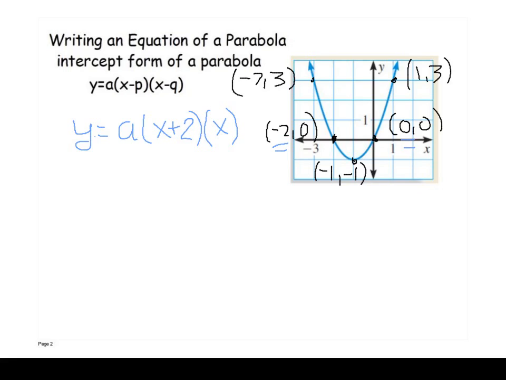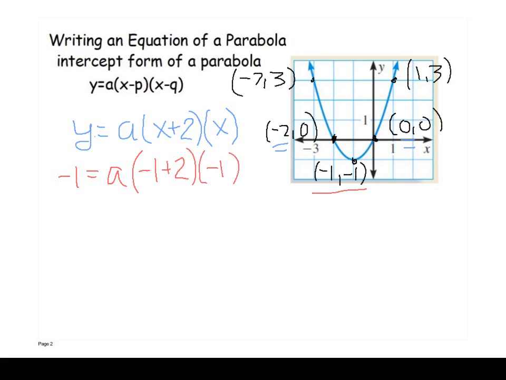My next step is to then use my point that I chose, which was my vertex here, and plug that in for my x and my y. So plugging that in, I get -1 for y is equal to a multiplied by -1 for my x plus 2 times -1.